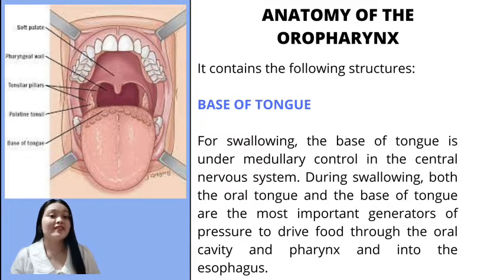Next is the base of the tongue. For swallowing, the base of the tongue is under medullary control in the central nervous system. During swallowing, both the oral tongue and the base of the tongue are the most important generators of pressure to drive food through the oral cavity and the pharynx and into the esophagus.